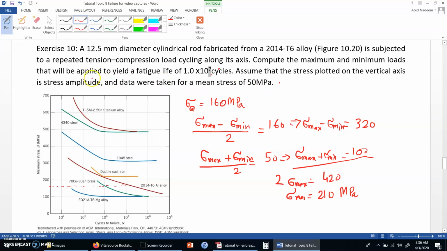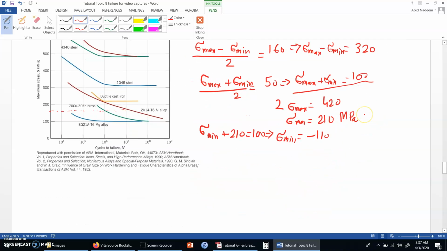So now what we have to find is the maximum and minimum loads that will be applied on the 12.5 millimeter diameter cylindrical rod. Sigma max we have found, so sigma minimum plus sigma max, 210, equal to 100. So sigma minimum will be 100 minus 210, it will be minus 110. So we now know the stresses.